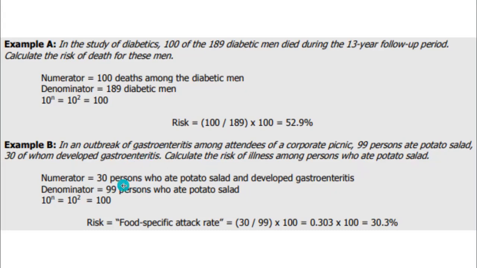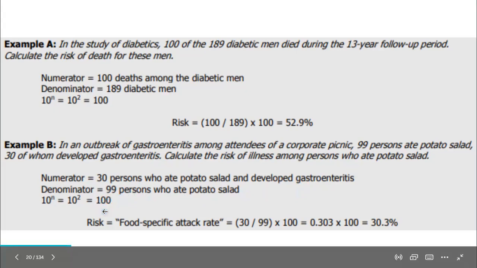So our numerator is better represented with the subset, no? The number of new cases. So in this case, we had a total of 30 cases who ate the potato salad and developed gastroenteritis, divided by the total number of persons who ate the potato salad, which is represented by 99 persons. And then our factor here is 100. It's because we are talking about proportion here.